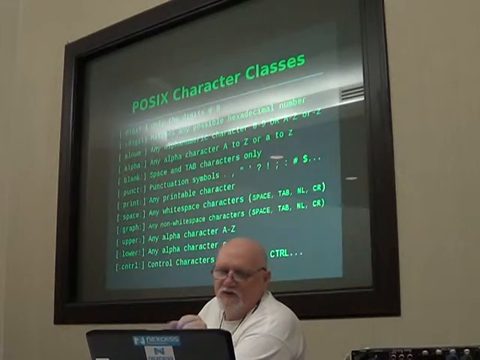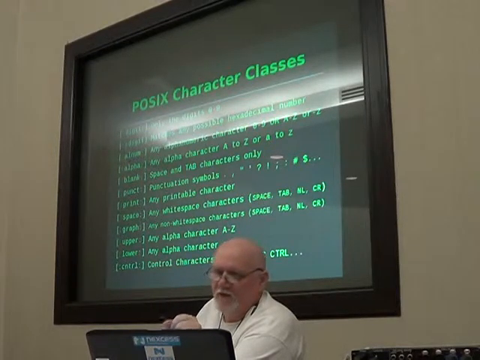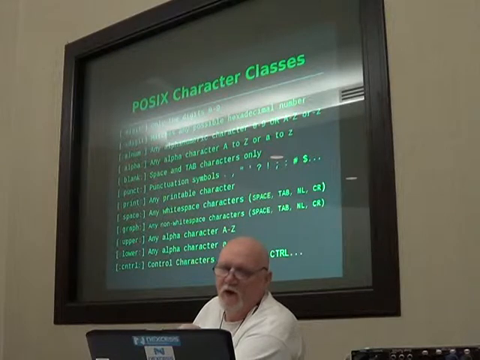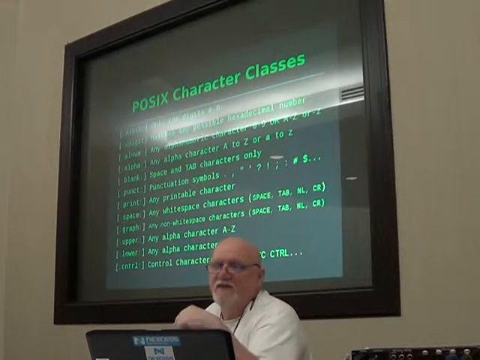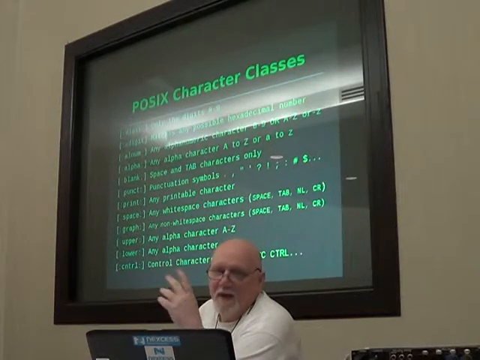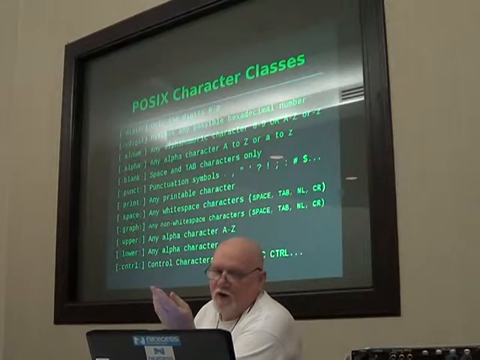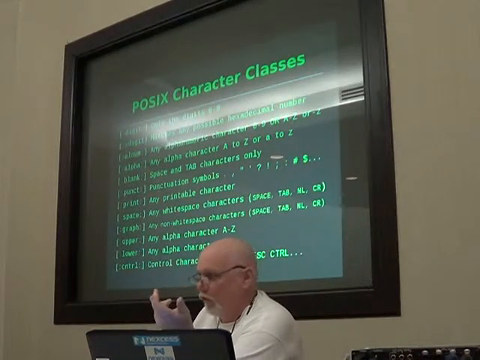And then upper matches all of the alpha characters in uppercase. Lower matches all the alpha characters in lowercase. And CNTRL, control, matches control characters such as tab, carriage return, escape, and control itself.